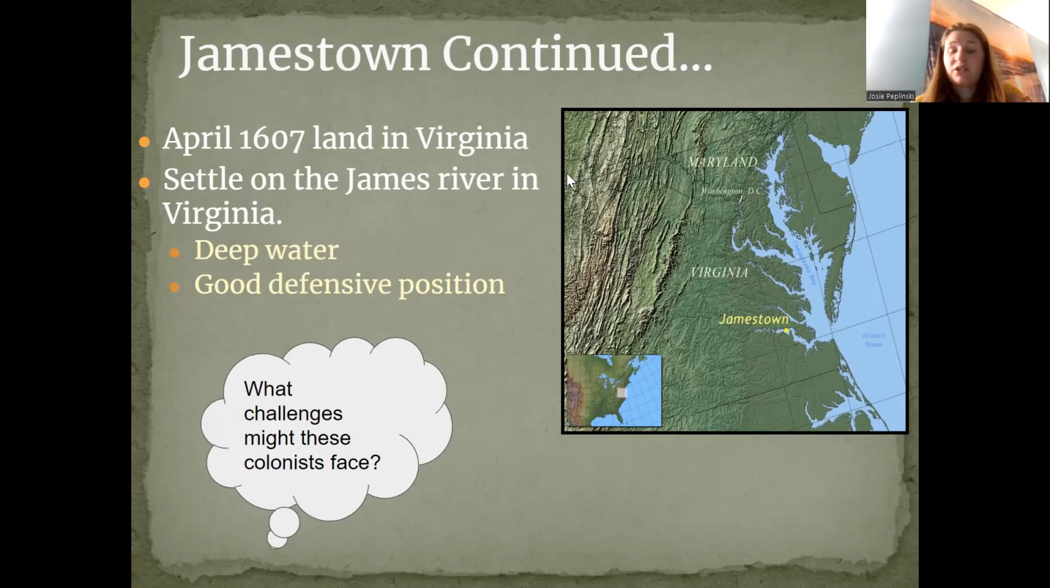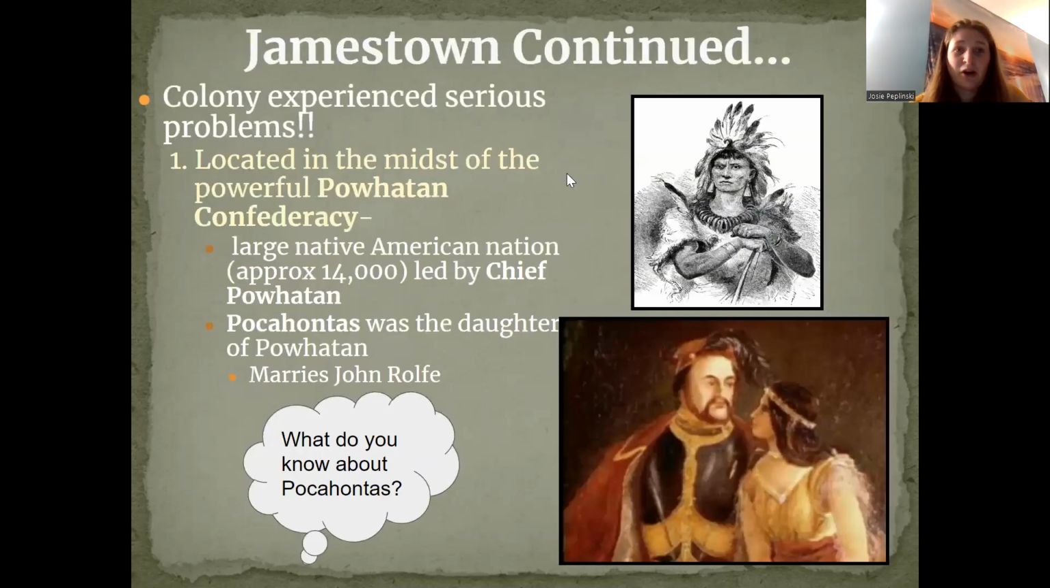There's deep water, there's a good defensive position, but they're going to face a lot of challenges. We're going to go through a lot of them here. So one of the challenges is that they decided to locate their colony in the midst of the powerful Powhatan Confederacy, which is a Native American nation led by the chief Powhatan. And Pocahontas is Powhatan's daughter.